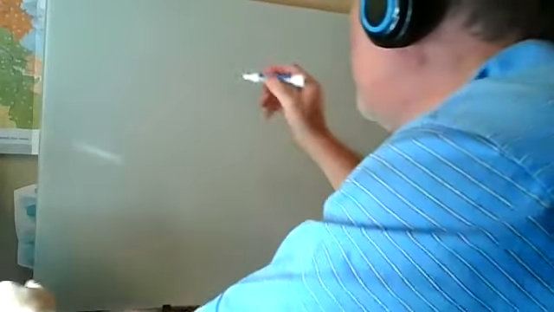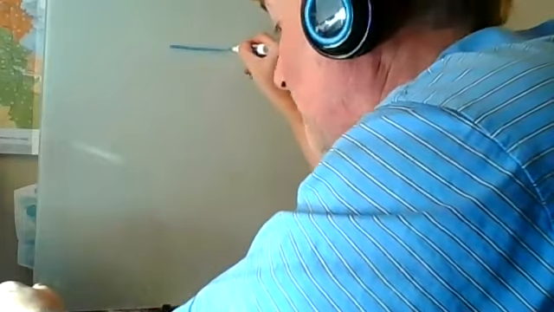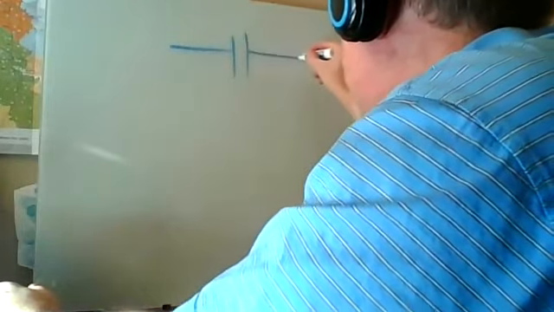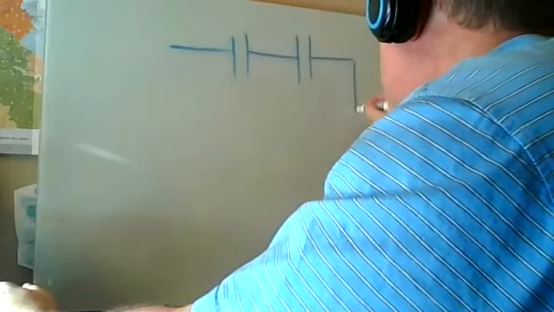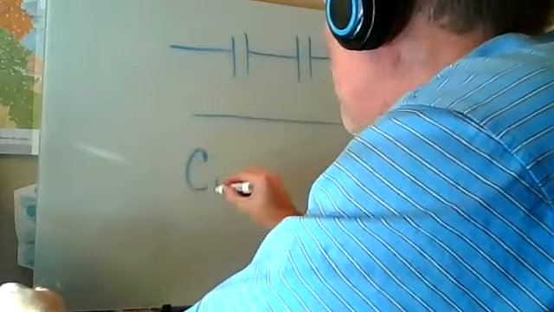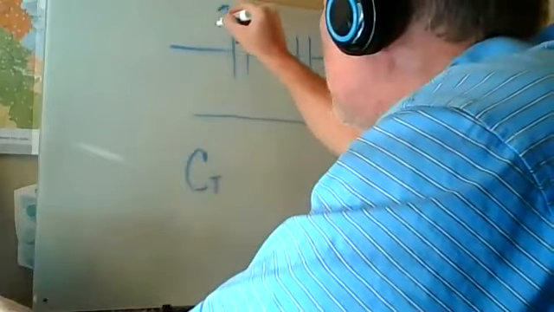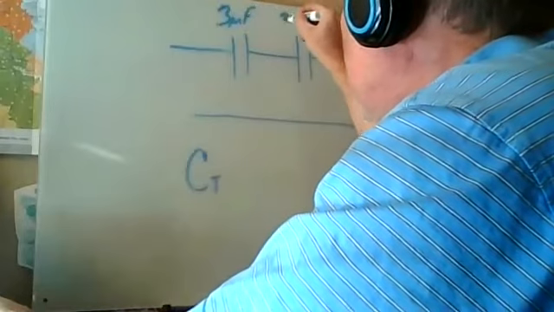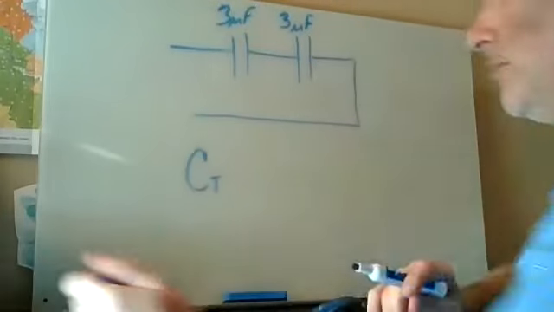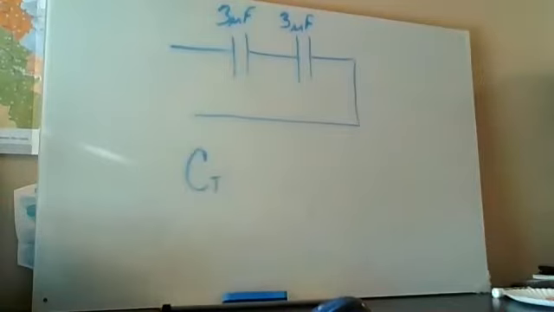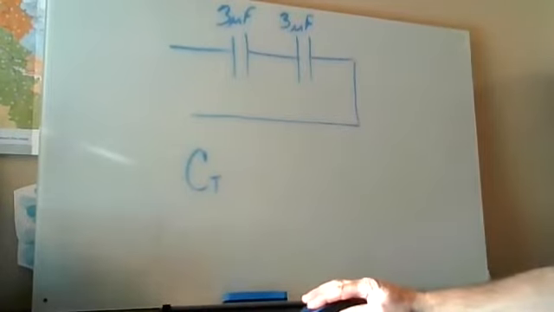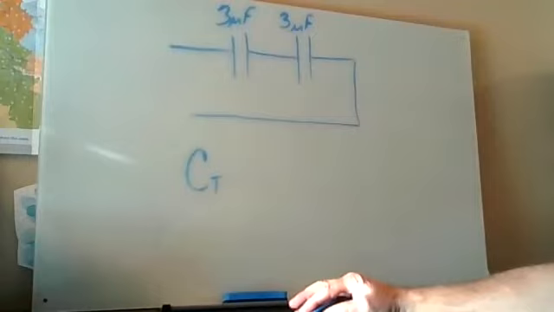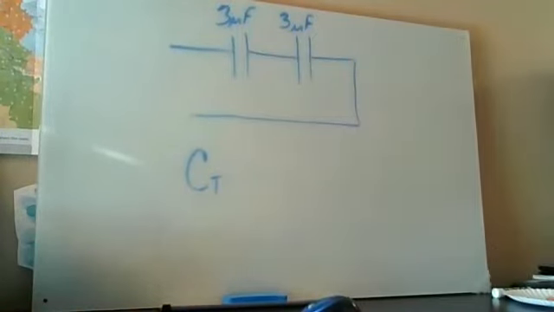Okay. So the last thing that we need to learn for this class is how to find C total. That's my total capacitance. So let's say I have a circuit like this, and I want to find my total capacitance.